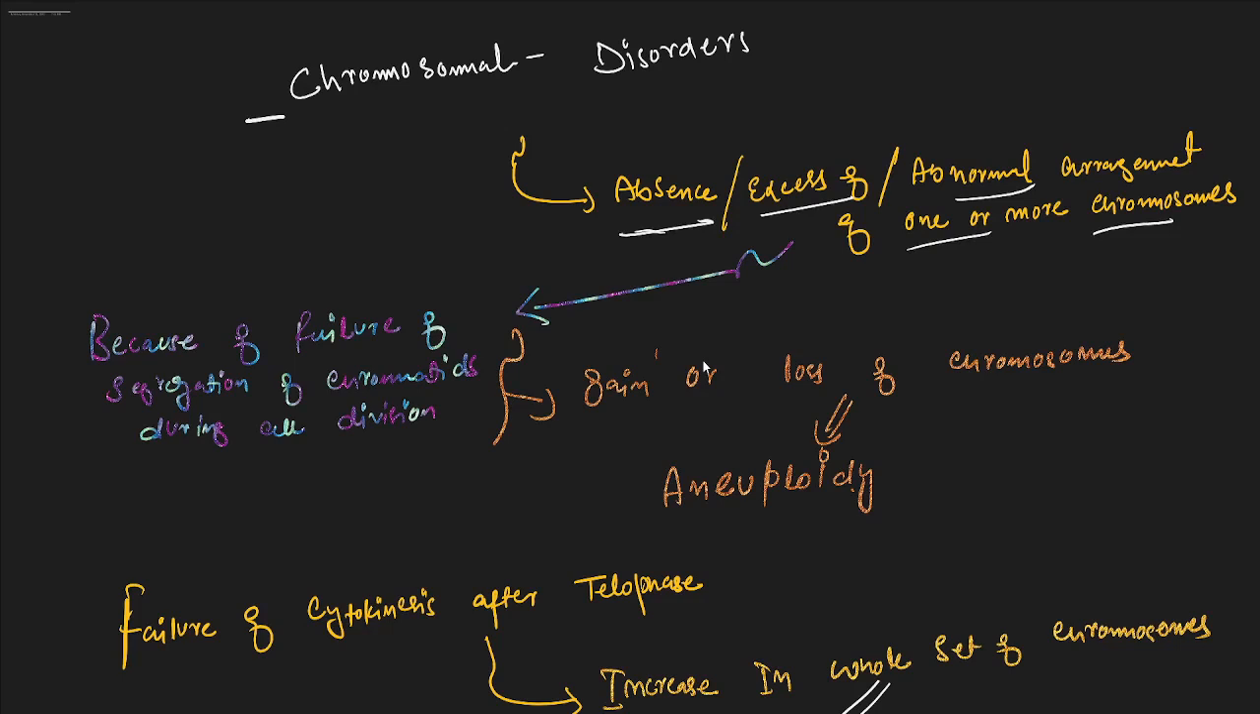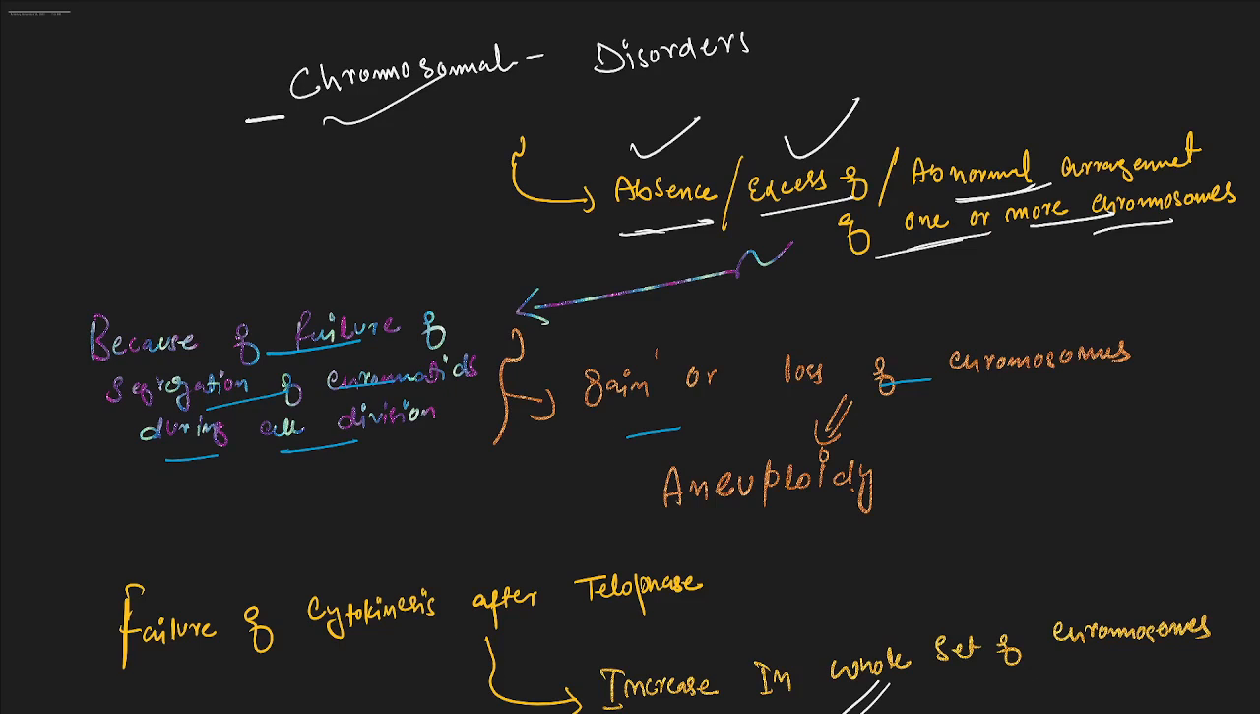In a human being, if there occurs the absence of a chromosome, point number one, if there occurs the excess of a chromosome, or if there happens the abnormal arrangement of one chromosome or more chromosomes, the disorder that may result in an organism is called the chromosomal disorder. Is that clear? And after that, because of the failure of segregation of the chromatids during the cell division, gain or loss of chromosomes can occur.